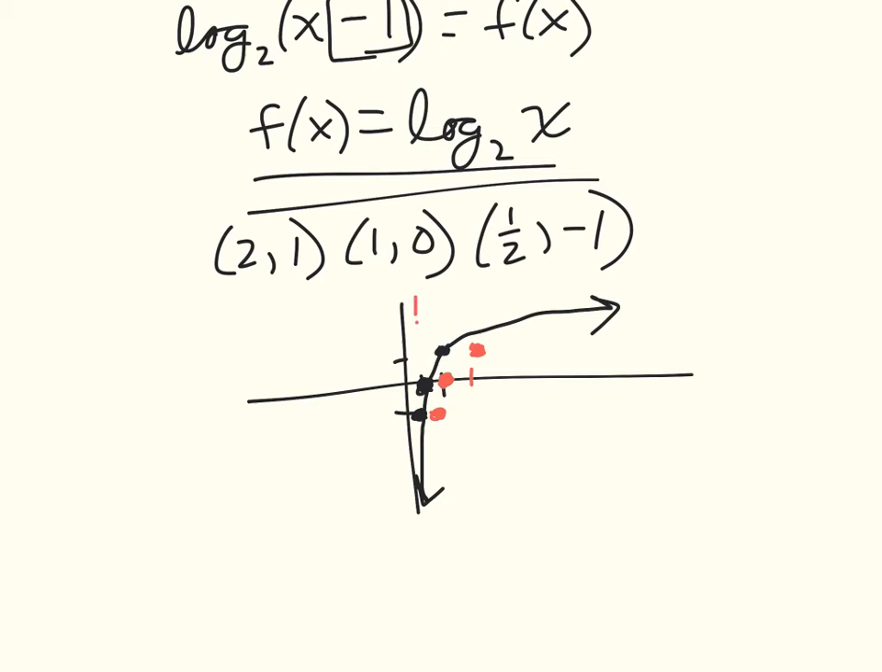And the asymptote is also going to shift 1 to the right. So the answer to the problem is actually in red here. And I would draw a separate graph to show that then.